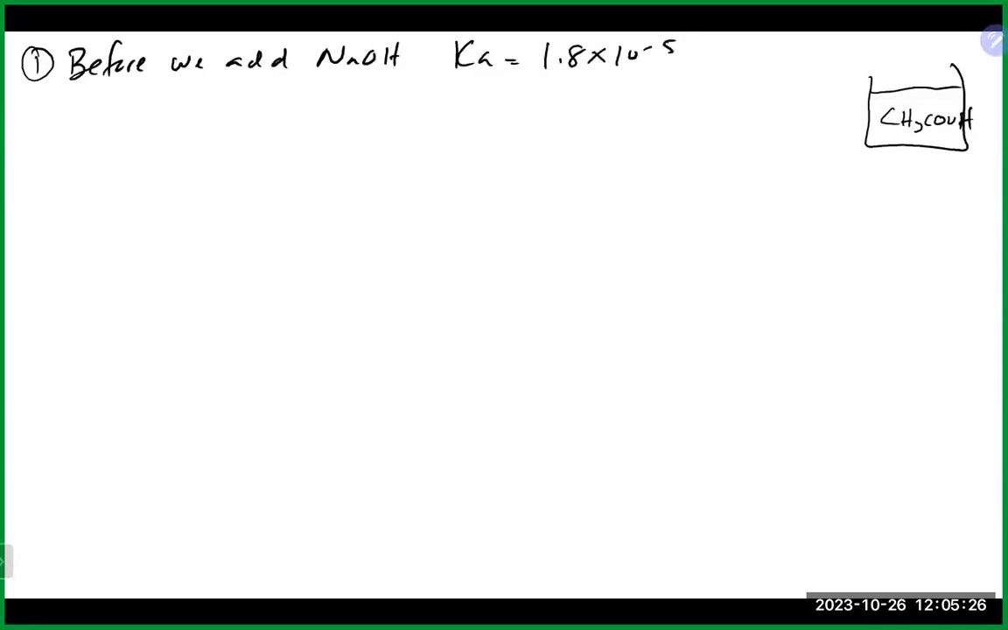Before we add sodium hydroxide, the only thing sitting in my beaker is, in this example, my acetic acid. If I want the pH of acetic acid, which is a weak acid with a Ka value of 1.8 times 10 to the minus 5, how would I find the pH of a weak acid? I need to do what?